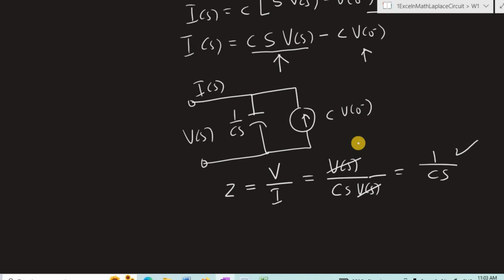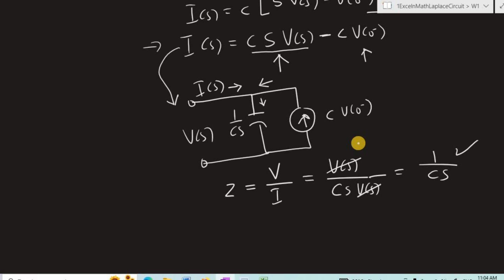The current source must be pointing upward because of the sign. So in order to satisfy this equation, this current source must be flowing into the node if this I of S is flowing also into the node, and then the current flowing through the capacitor must be flowing away from the node.